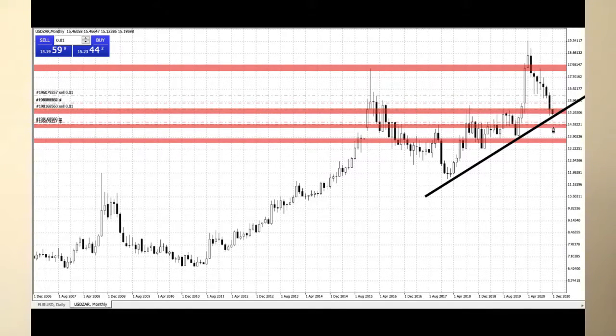Or alternatively, this support zone may fail to hold. After failing to hold, the price will break this support zone formed by the trend line, and also pull back to retest it before going all the way down. And on the monthly chart, I'm expecting it to go all the way down to 13.90236.